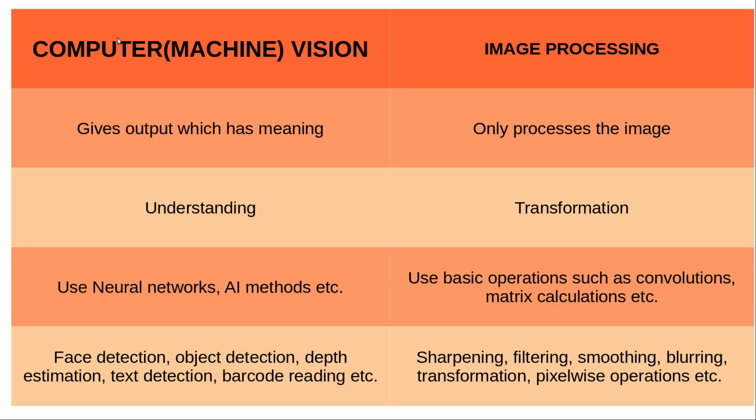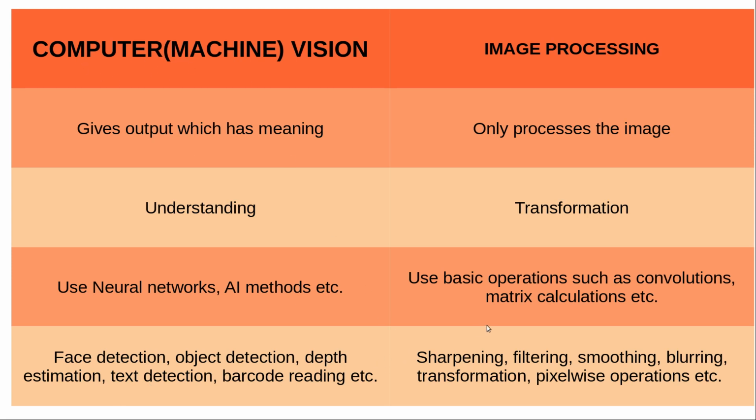If we want to describe computer vision with one word, I can say understanding. Image processing is just a transformation and nothing else. Computer vision methods mostly use neural networks, AI methods, convolutional neural networks, and so on. But image processing uses basic operations such as convolutions, matrix calculations, and other operators. These are the different methods which these two concepts use. Examples where we use computer vision are face detection, object detection, depth estimation, text detection, barcode reading, and so on. In many areas we are using computer vision.